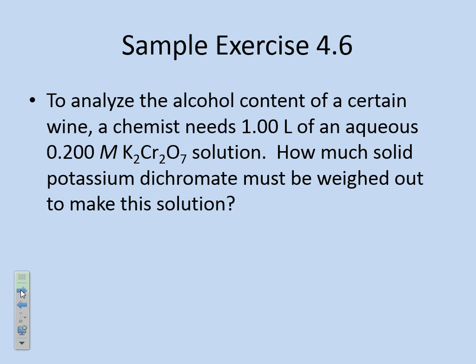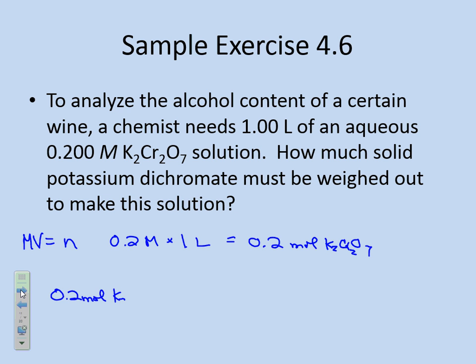So first step is to take molarity times volume to get how many moles we need. So kind of an easy one here. 0.2 molar times 1 liter, we need 0.2 moles of potassium dichromate, K2Cr2O7. So our next step is just to change it to grams. So 0.2 moles K2Cr2O7 has a very large molar mass.